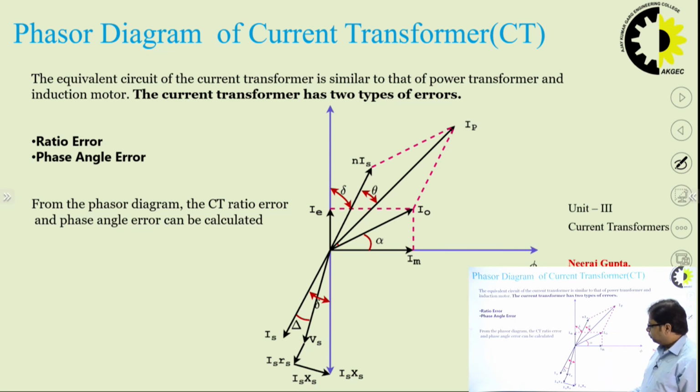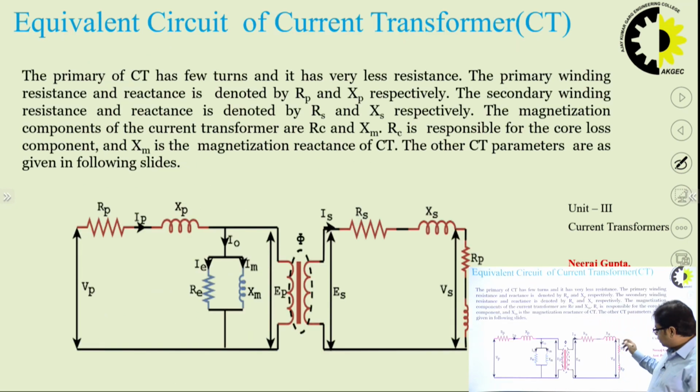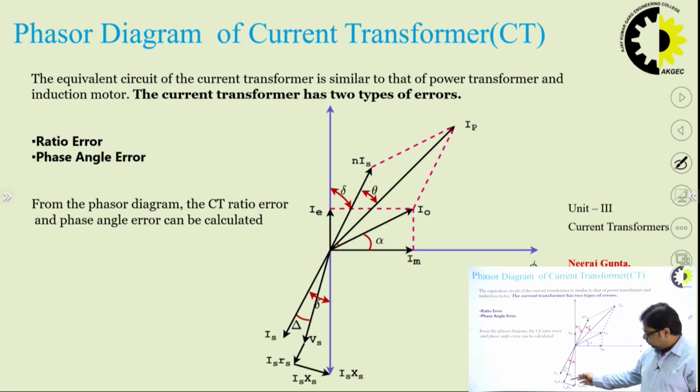When we draw the secondary current, it is IS, and this is the secondary terminal voltage Vs. If we want to implement the circuit, it basically comprises this one. So, this is the terminal voltage Vs. If we implement the EMF equation over here, it will come to Vs plus IS RS plus IS XS. As a resultant of that, we will have ES over here.